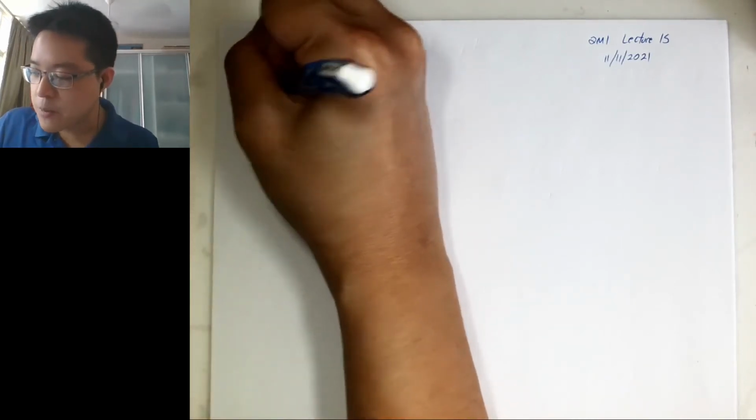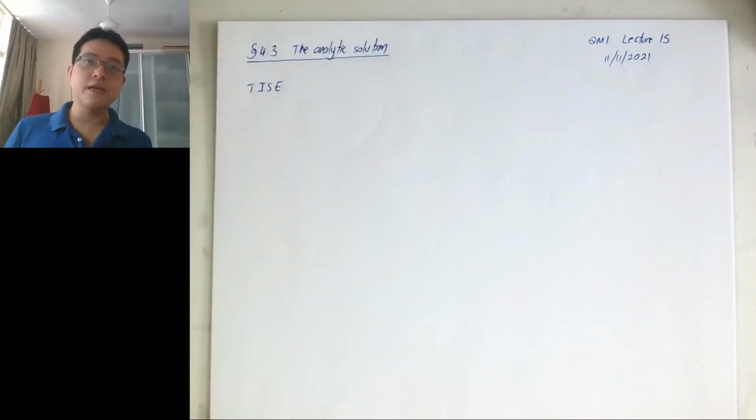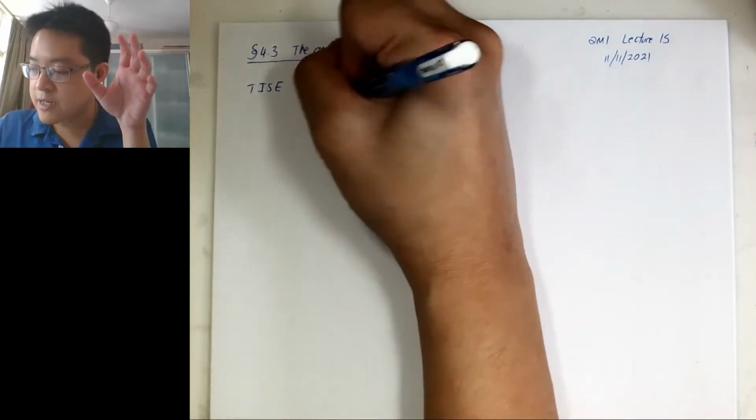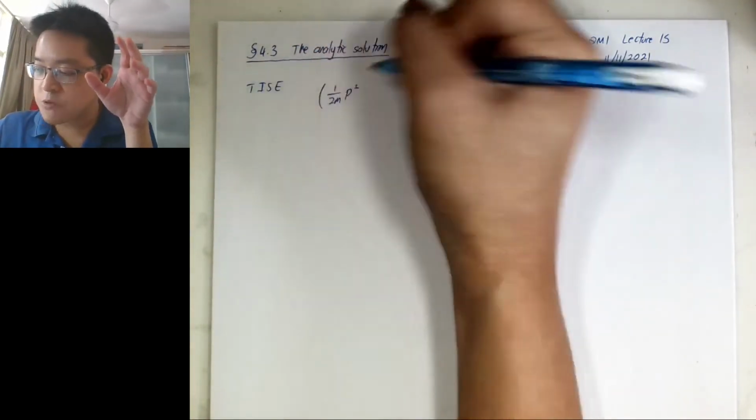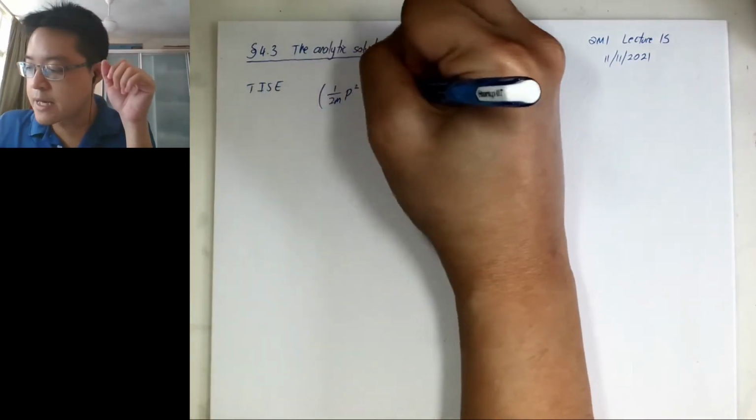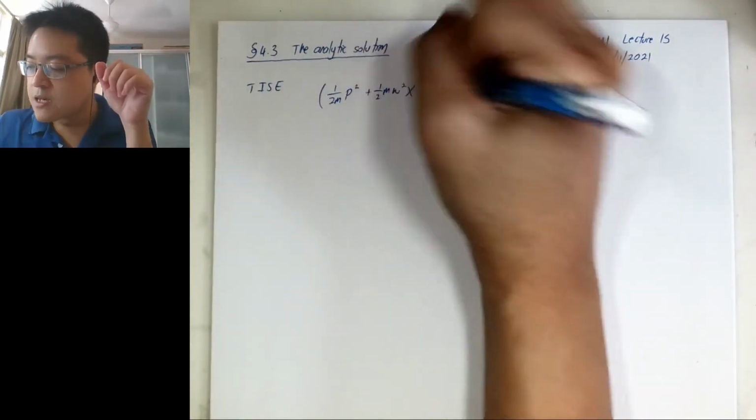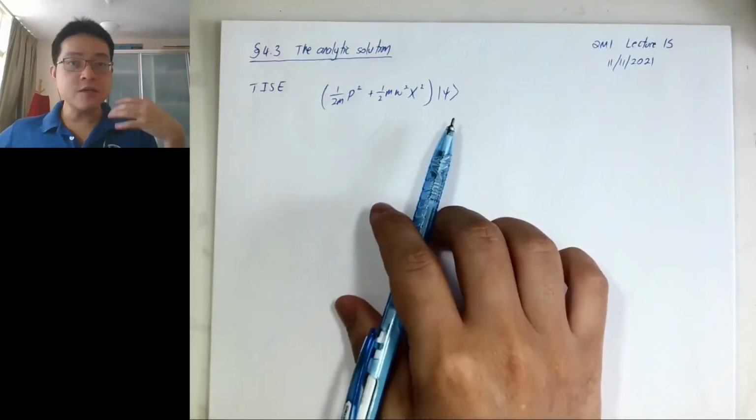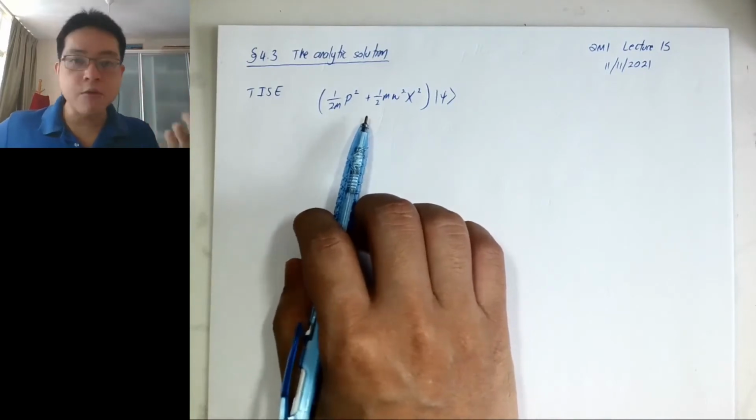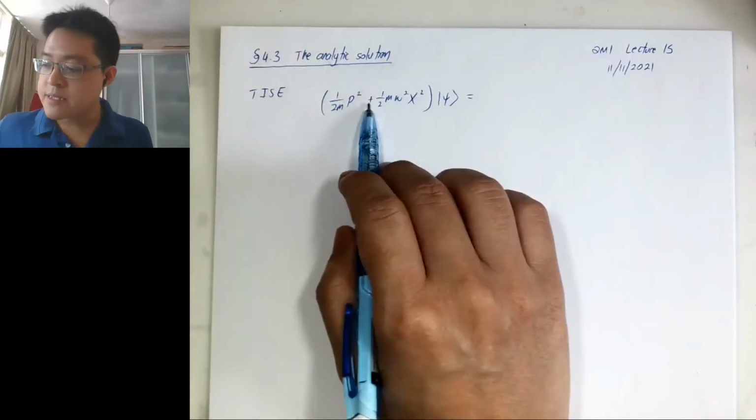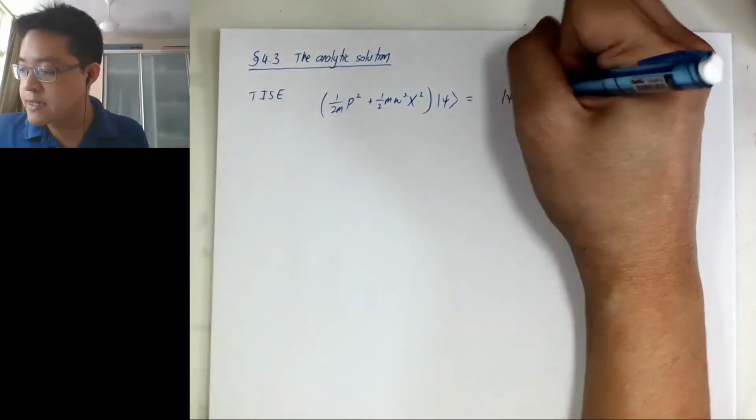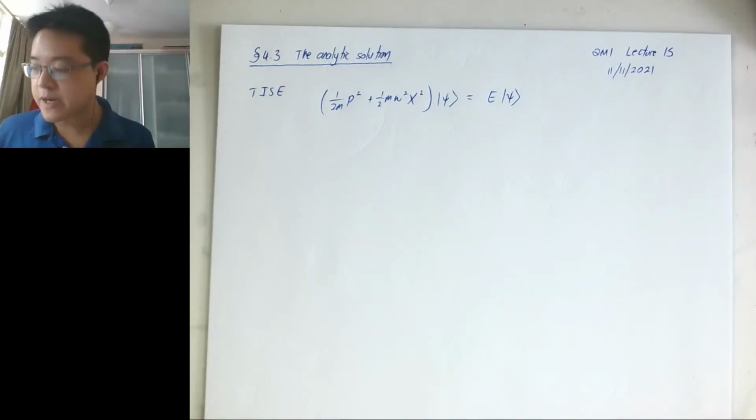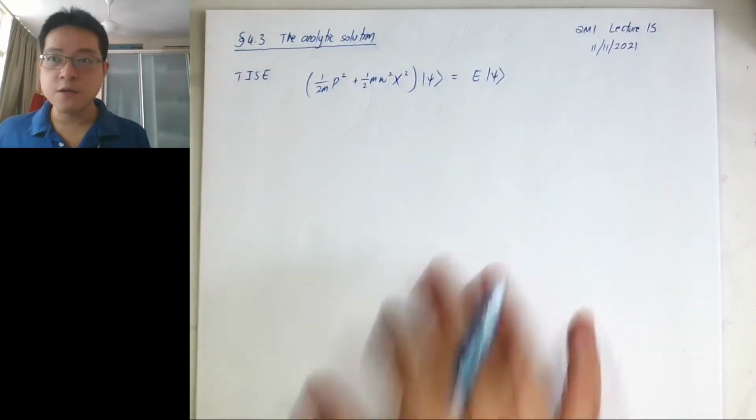Let me remind you what the equation is that we want to solve. We want to solve the time-independent equation for the harmonic oscillator. The harmonic oscillator is described by the Hamiltonian, which is p squared over 2m plus half m omega squared x squared. This is the Hamiltonian acting on some state. If I want to find the eigenstates of this Hamiltonian, it means the Hamiltonian acting on this state gives me back the state again, but with some value E. This E is going to be the energy. So I want to find the solution to this equation.